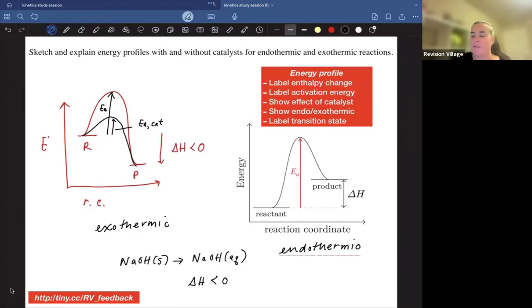So where does the heat go? It goes to the water that you're actually putting the sodium hydroxide in. When you burn a fuel, that's exothermic. So when you have a candle next to you, you can feel the heat coming out. The heat is going to the surroundings. The transition state is the local maximum. I think we did it.